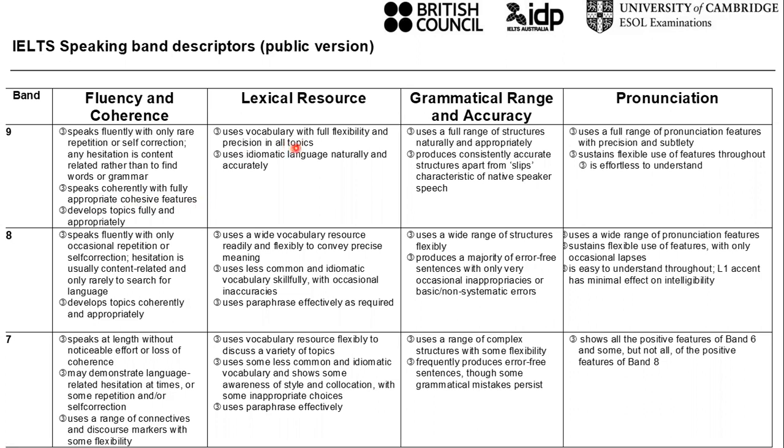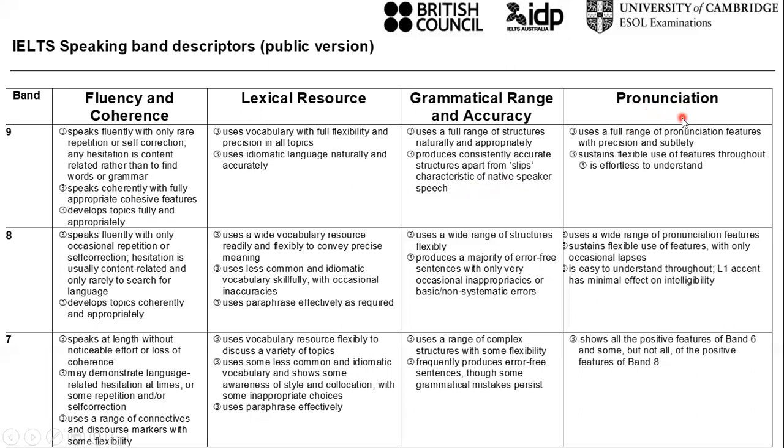Another parameter is lexical resources, that is the vocabulary, the kind of words that we use here. They want us to use vocabulary with full flexibility and precision in all topics, and also to use idiomatic language naturally and accurately. I would explain further what they mean by these things. The next one is grammatical range and accuracy. Here they want us to use a full and flexible range of sentence structures quite naturally without much effort, and to produce consistent and accurate structures. They're okay with occasional slips.